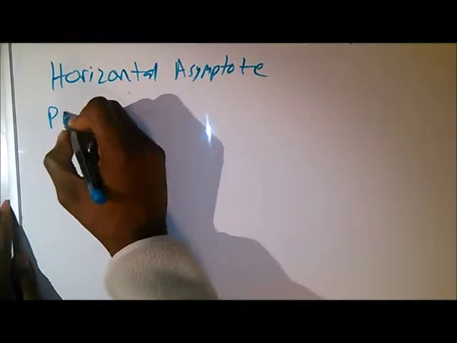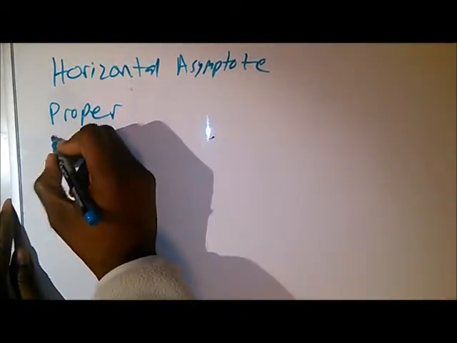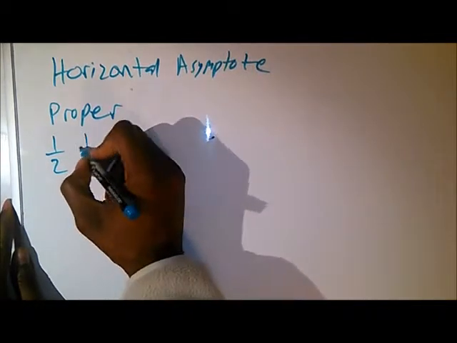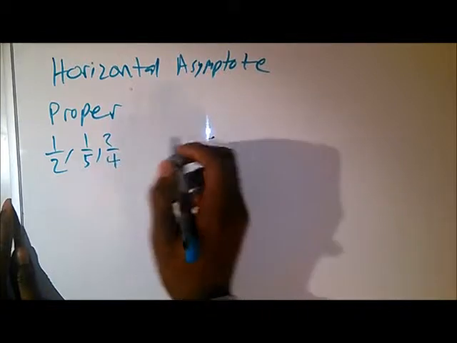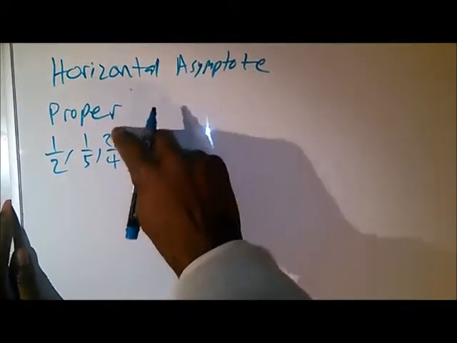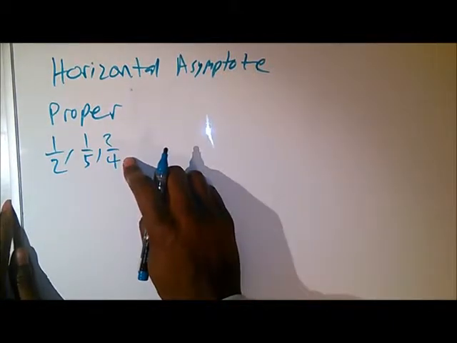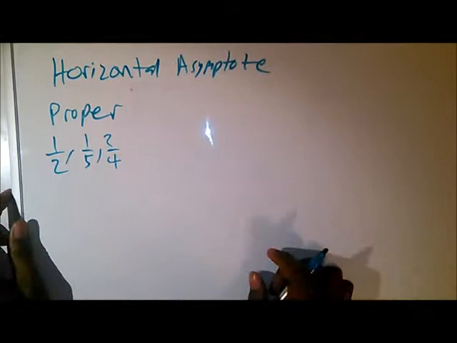Now, remember I was telling you about proper fractions, right? Proper ratios. You have 1 over 5, right? You have 2 over 4, right? Something like that. Those are all proper because the numerator is less than the denominator, right? Well, the same thing with proper rational functions.